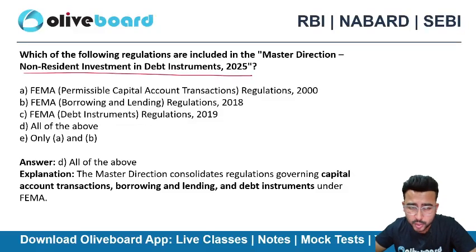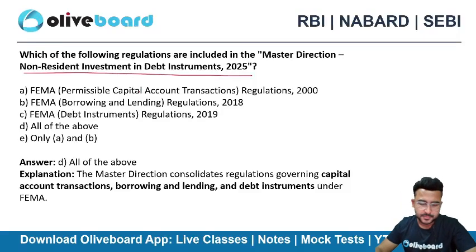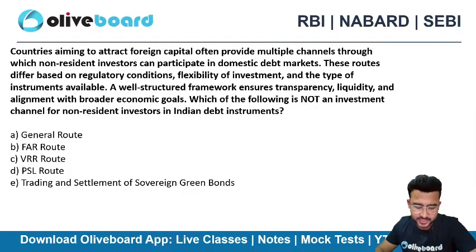The correct answer here is all of the above. So FEMA, permissible capital account transactions, borrowing and lending and debt instruments all are mentioned in that particular circular.